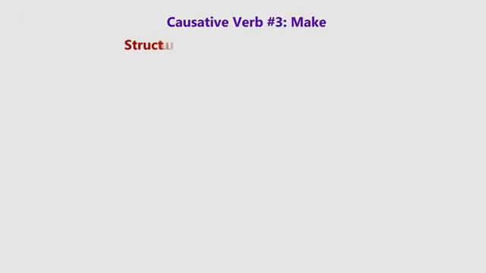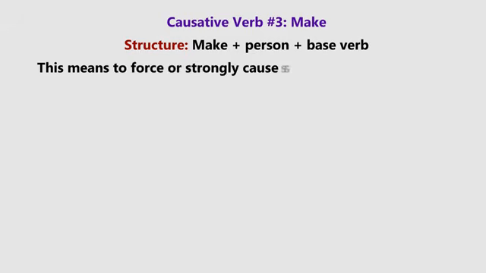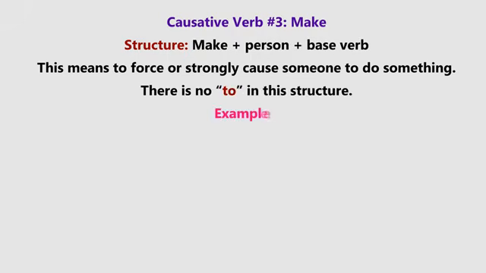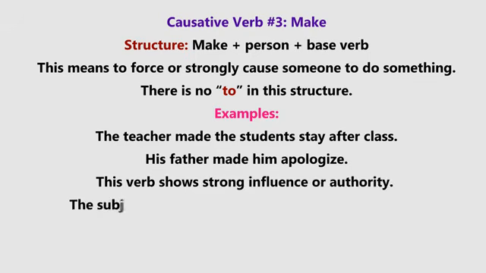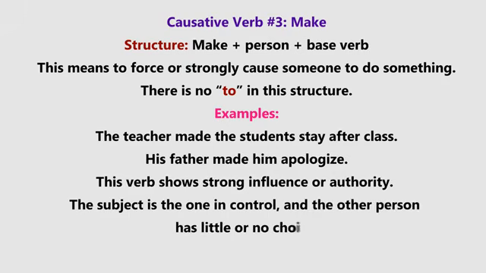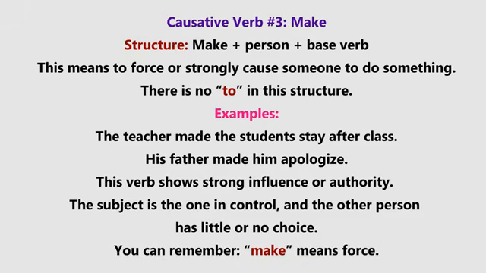Causative verb number 3, make. Structure: make plus person plus base verb. This means to force or strongly cause someone to do something. There is no to in this structure. Examples: the teacher made the student stay after class. His father made him apologize. This verb shows strong influence or authority. The subject is the one in control, and the other person has little or no choice. You can remember, make means force.